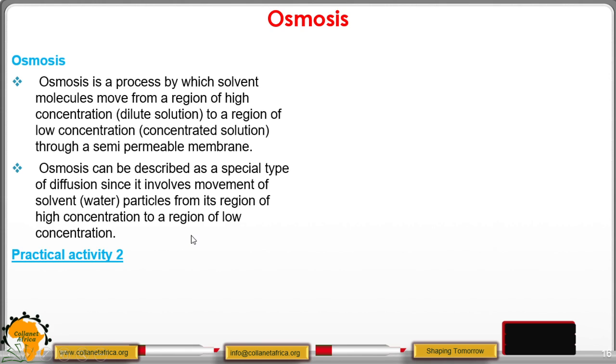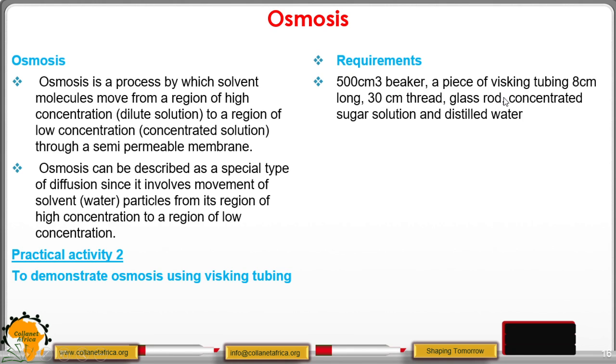So we have a practical activity, and we are demonstrating osmosis using a whisking tubing. We require a beaker, a piece of whisking tubing, thread, a glass rod, concentrated sugar solution or salt solution, and distilled water. So what are we supposed to do?